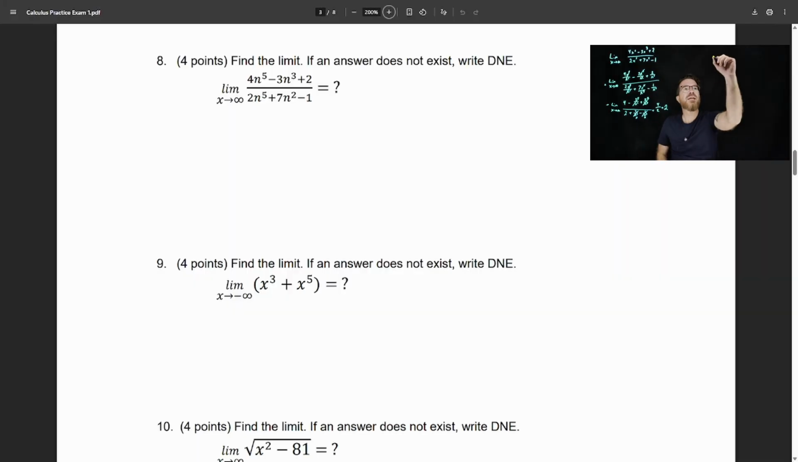Our next limit is we're going to be looking at the limit as x approaches negative infinity, and we have x cubed plus x to the 5th.